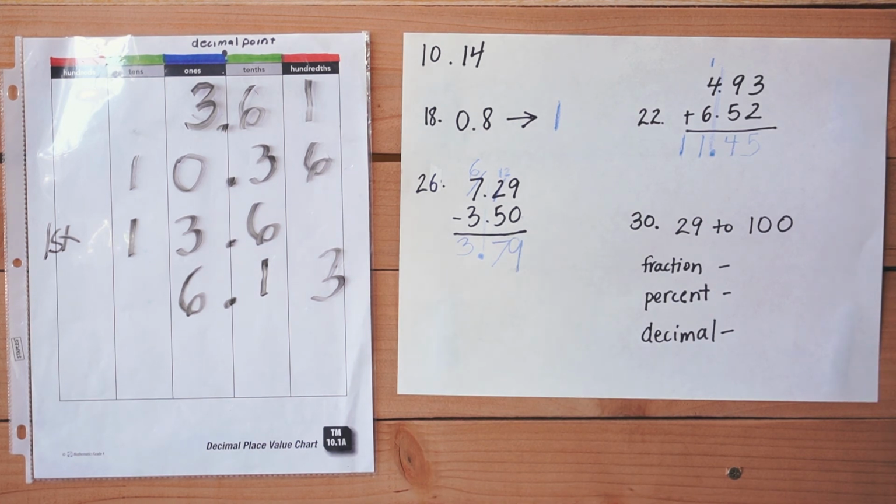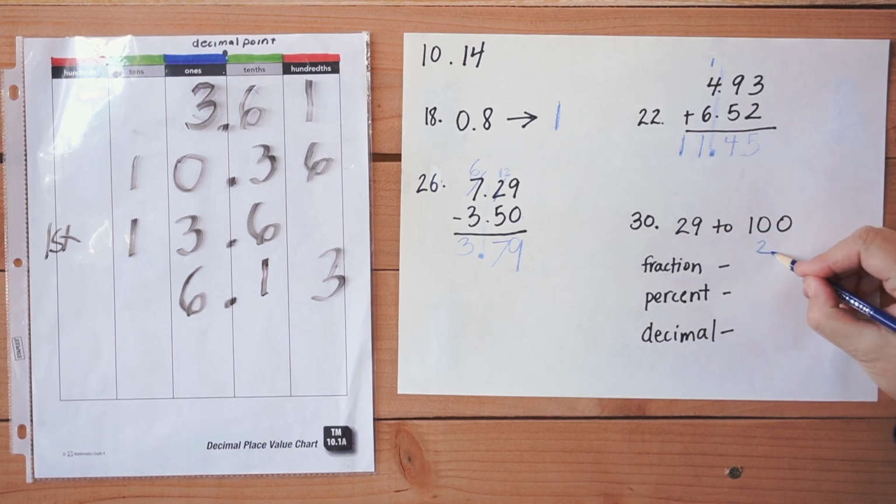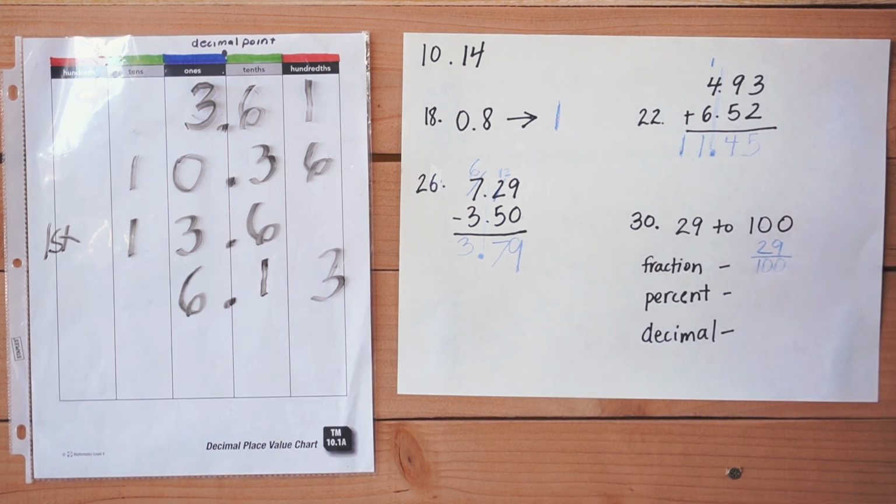Oh, maybe not. Anyway, number 30, 29 to 100 is our ratio. So what would our fraction be? Well, remember the 29 is our numerator, and this is our denominator. So we're going to simply write 29 over 100. Our percent, well, it's already over 100, so we just take your numerator and make it your percent.